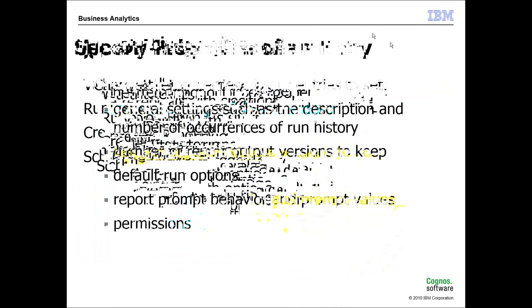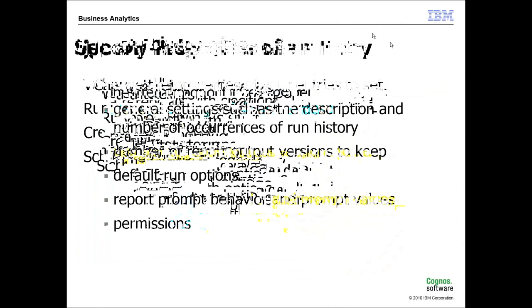There are specific prompt behaviors and prompt values. So imagine you have a report that already has prompts encapsulated inside it. Maybe you want to set up a default value so that whenever the report runs, you know that your geo is, for example, North America.